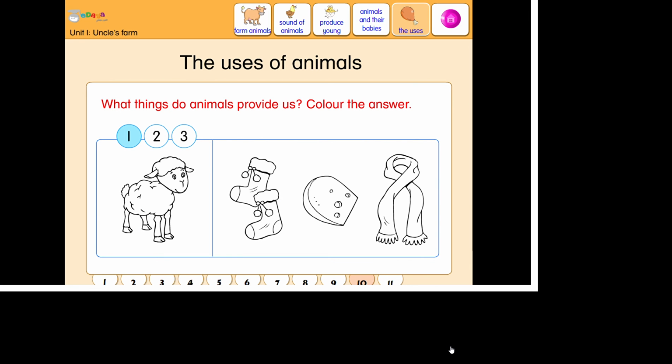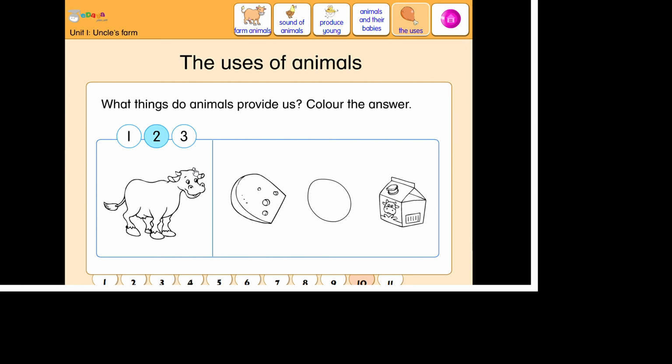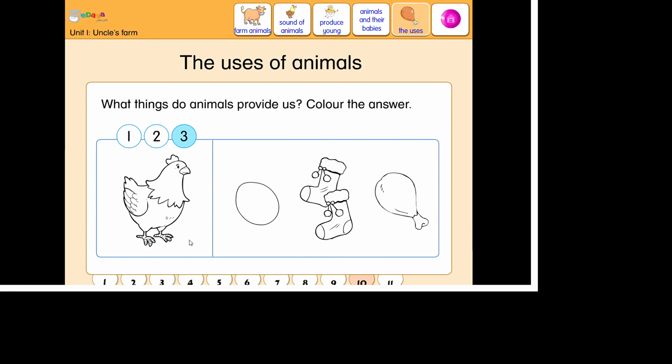What things do animals provide us? Color the answer. Okay, so sheep's fur can be made into stockings and scarf. The cow's milk, and the milk can be made into cheese. This is the hen. Okay, we eat the eggs, and we also eat the hens, the chickens' meat.